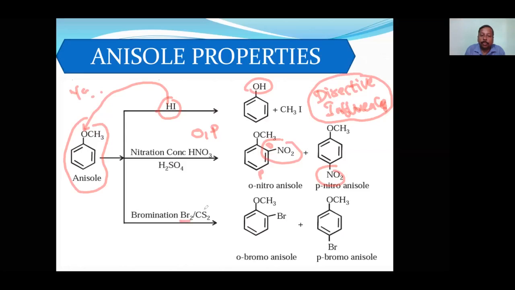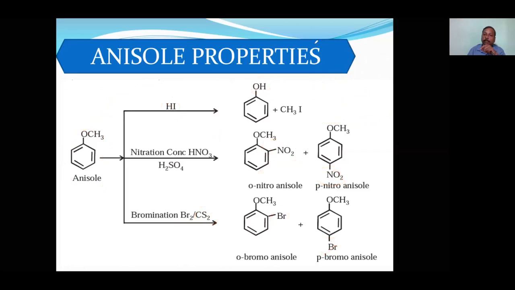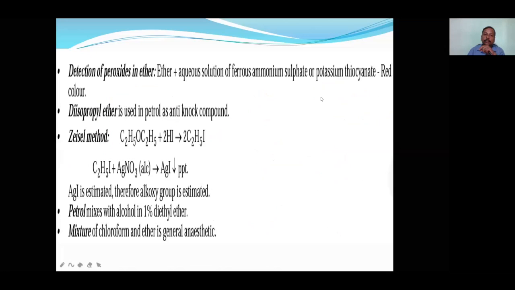Okay, now bromine in CS2. Bromine in CS2 will give you the substitution only at ortho and para. How many substitutions? Only one substitution will take place. Okay, let's see the next one.